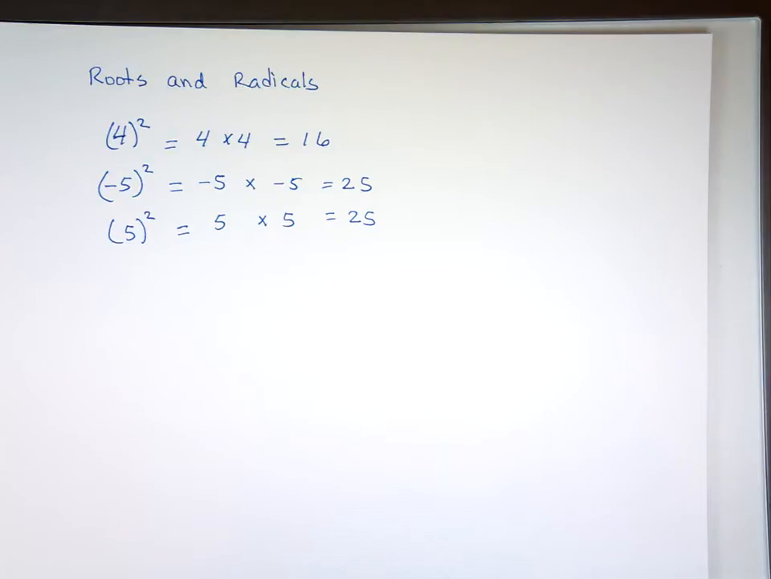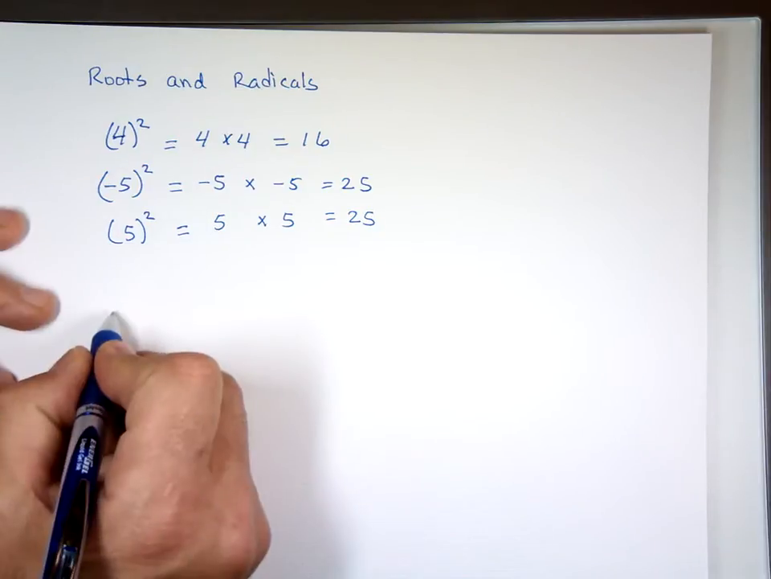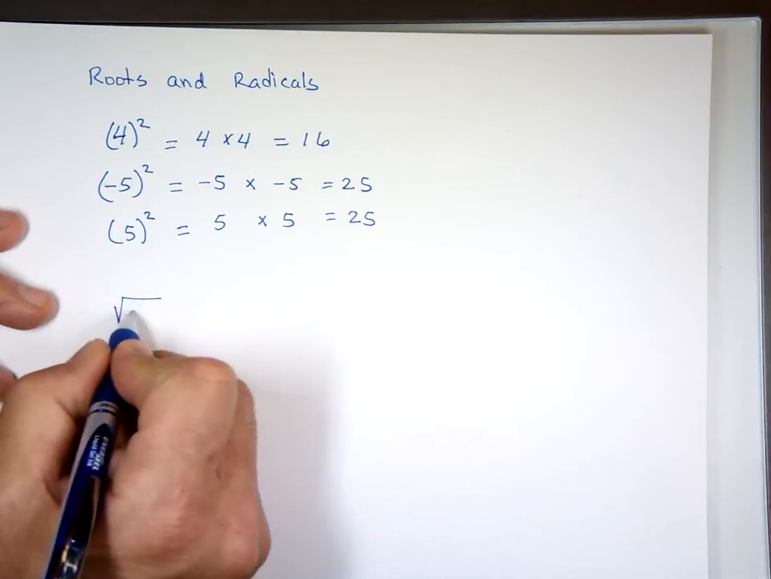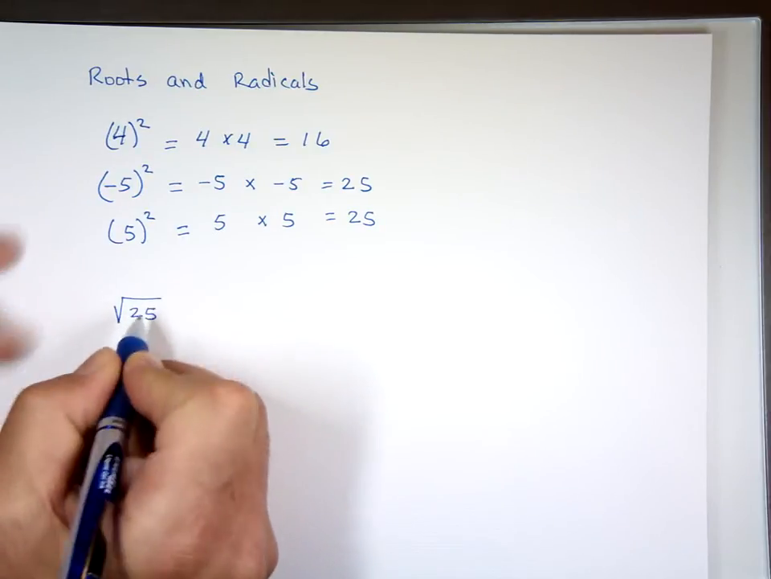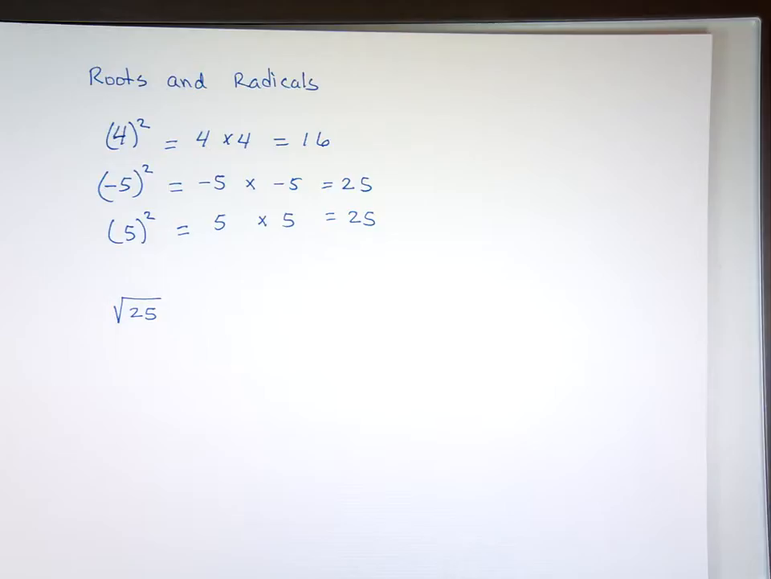Now, if I ask you what is the square root of 25, notice that's a square root. The power is 2 here. What do you think the answer to that is? Is it 5? Just 5? How about the minus 5? Can it be both?